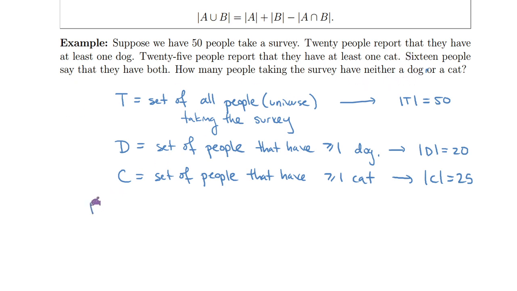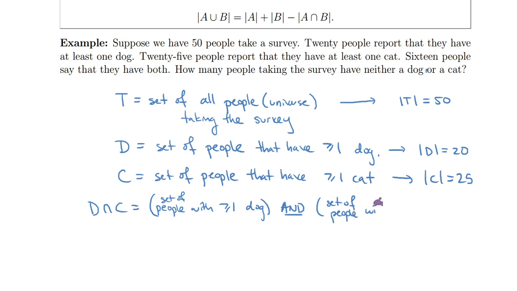So if you take D intersect C, this would be the set of people with greater than or equal to one dog and greater than or equal to one cat. Okay, and we know how big this is, right? So the number of people in this set, which is the overlap, is 16. All right, so this is kind of useful information. I'm just assigning set names here to help illustrate this. Then the question is, how many people taking the survey have neither a cat nor a dog?